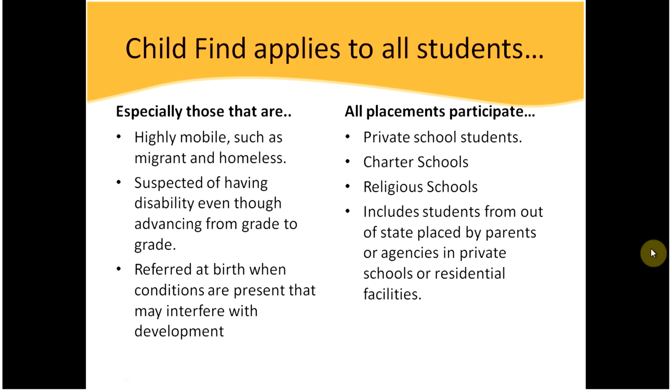Child Find applies to all students, yet some students are at a higher risk for receiving services, especially those that are highly mobile, such as migrant or homeless, suspected of having a disability even though advancing from grade to grade, and referred at birth when conditions are present that may interfere with development. Conditions that may contribute are a very low birth weight, premature births, or an illness at the time of birth.